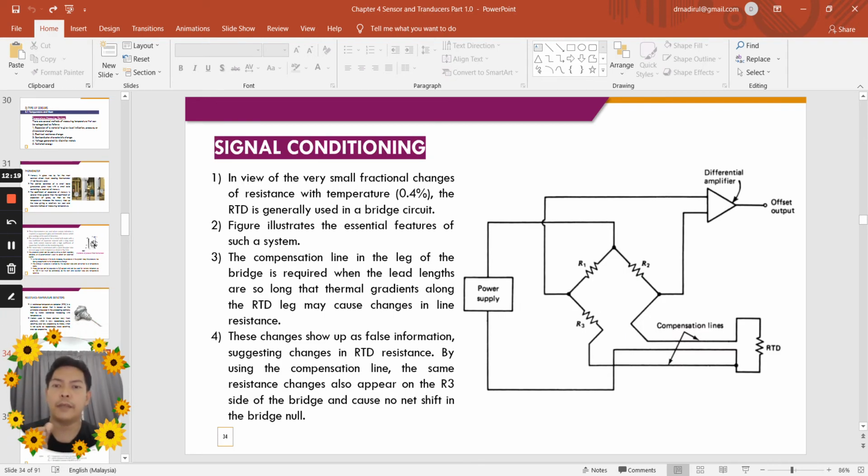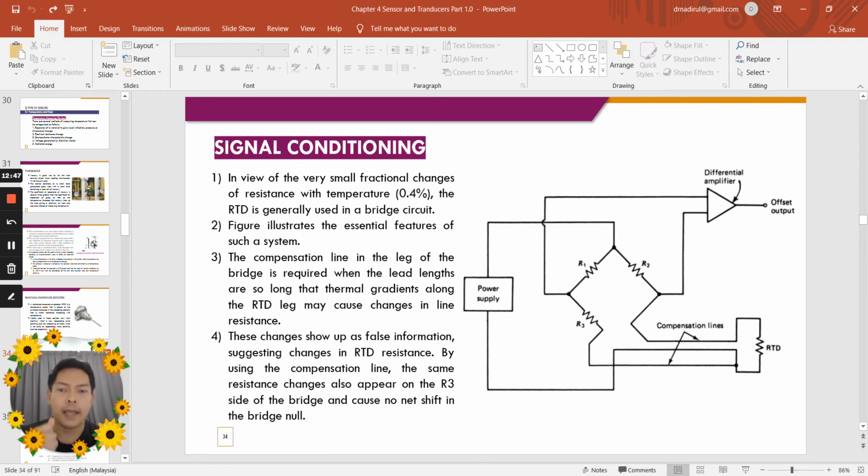Another topic is signal conditioning. Okay, in view of the very small fractional change of resistance with temperature, the RTD, resistance temperature detector, is generally used in a bridge circuit. So this is the bridge circuit. The figure illustrates the essential feature of such a system. Okay, the compensation line in the leg of the bridge is required. So this is the compensation line.